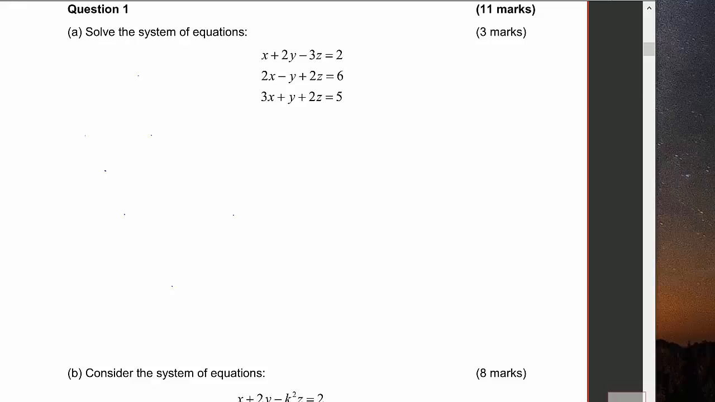We want to solve this system of equations. So let's call them 1, 2, and 3. And straight away I can see that I can eliminate y from 2 and 3. So I'm going to go ahead and do that by doing equation 2 plus equation 3.